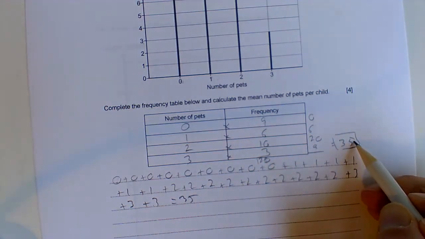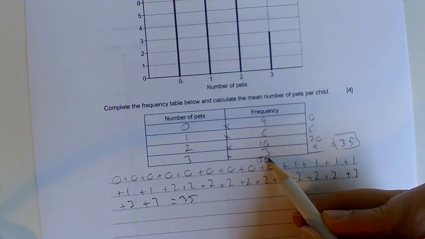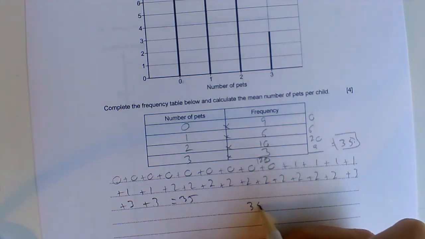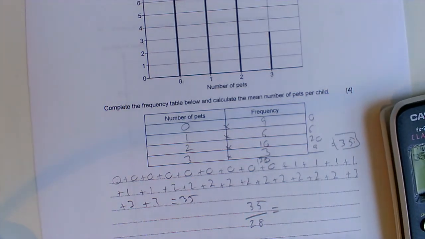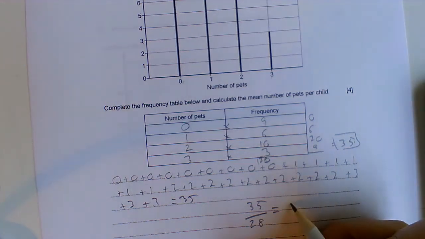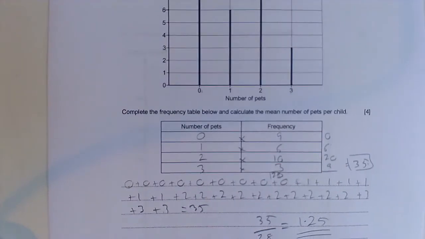So the total number of pets is 35. The count of the students is 28. So if we do 35 divided by 28, that will give us our answer. Okay, 35 divided by 28, and that gives us 1.25. So on average, each student had 1.25 pets. Okay, so well done if you got that one right.